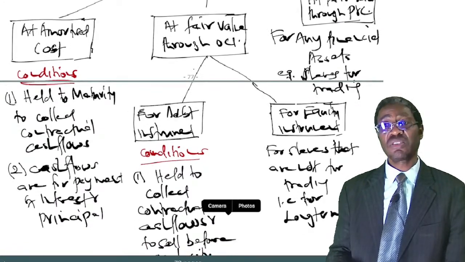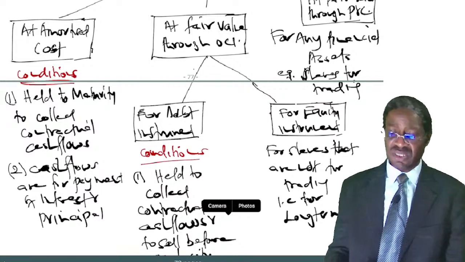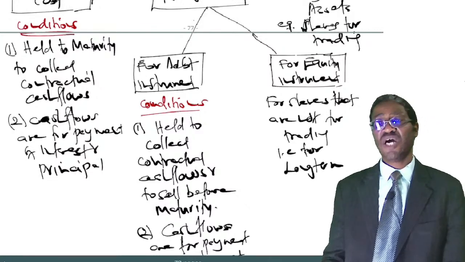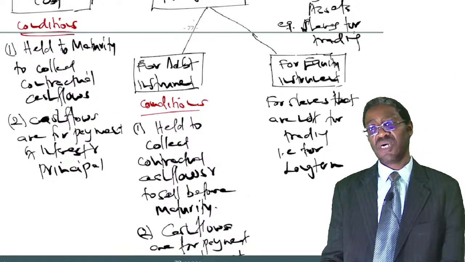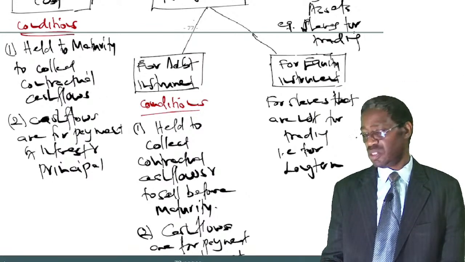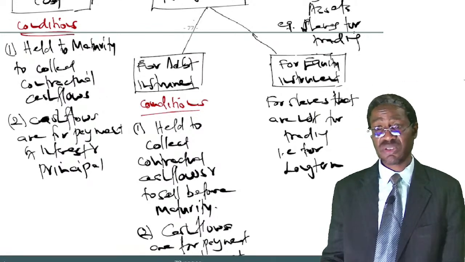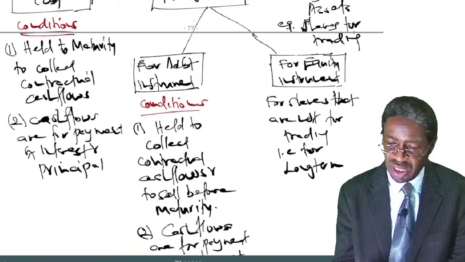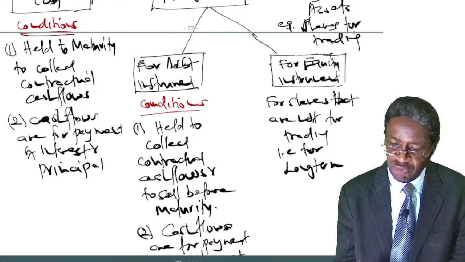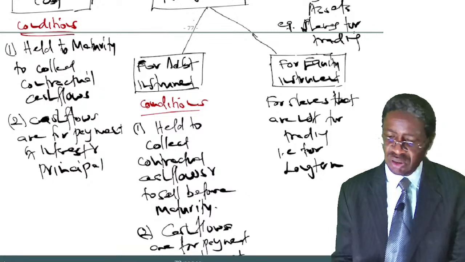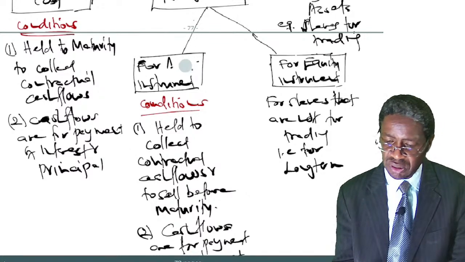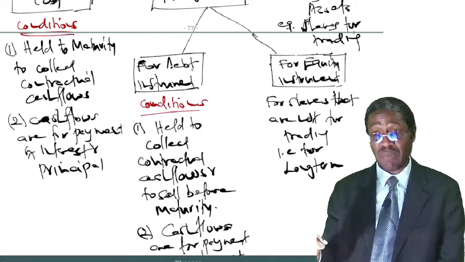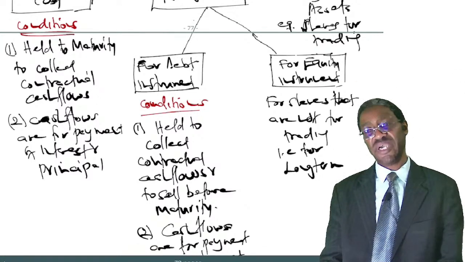For the second one, at fair value through OCI, I have two subcategories there. Have those two subcategories. One is for debt instrument. And number two, the second sub-branch is for equity instrument.